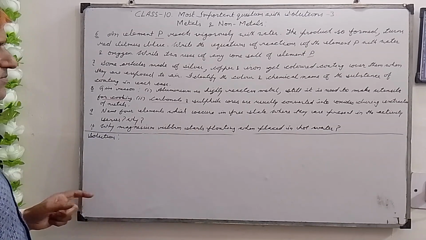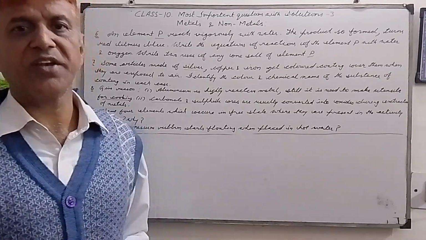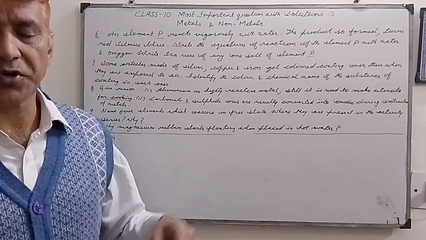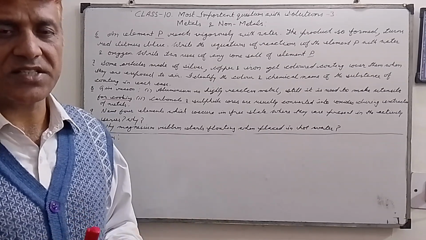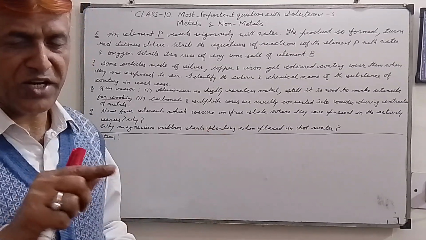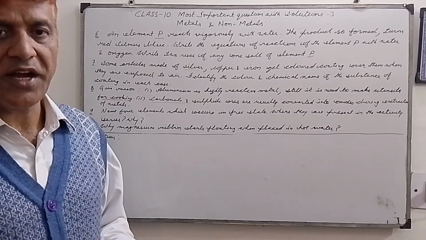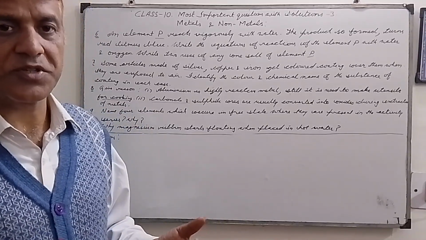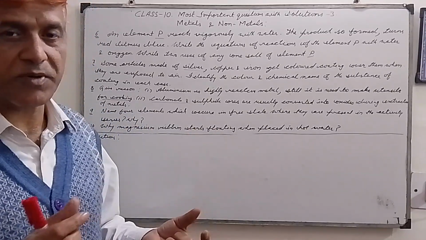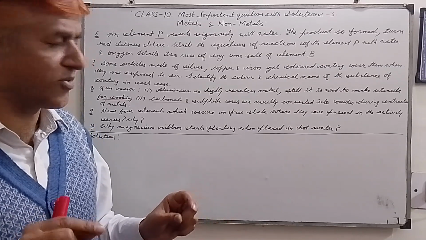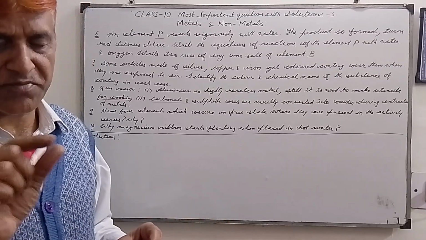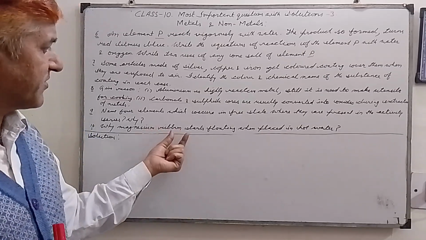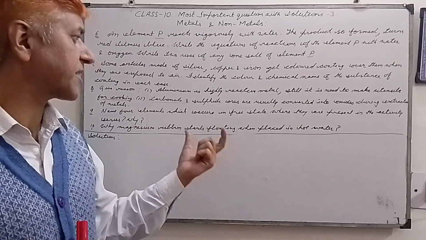Why does magnesium ribbon start floating when placed in hot water? Because magnesium ribbon will react with hot water to produce hydrogen gas. So this gas sticks to the piece of magnesium ribbon in the form of bubbles. And hence due to these bubbles forming on the surface of the magnesium ribbon, they keep the magnesium ribbon floating on the surface of water.